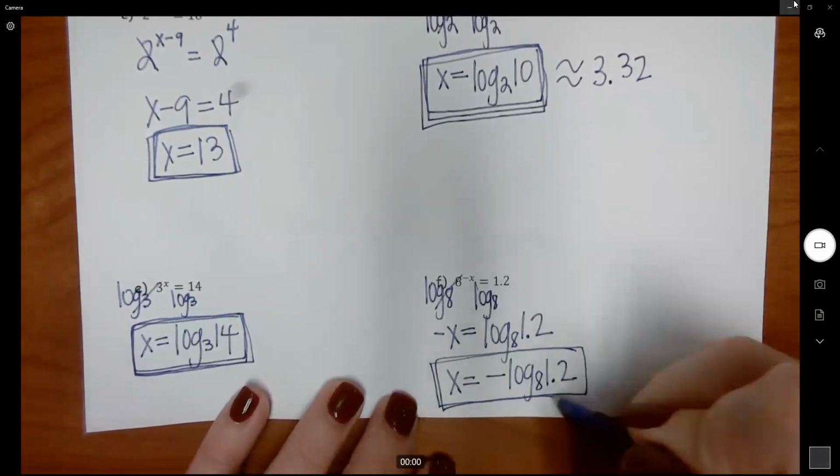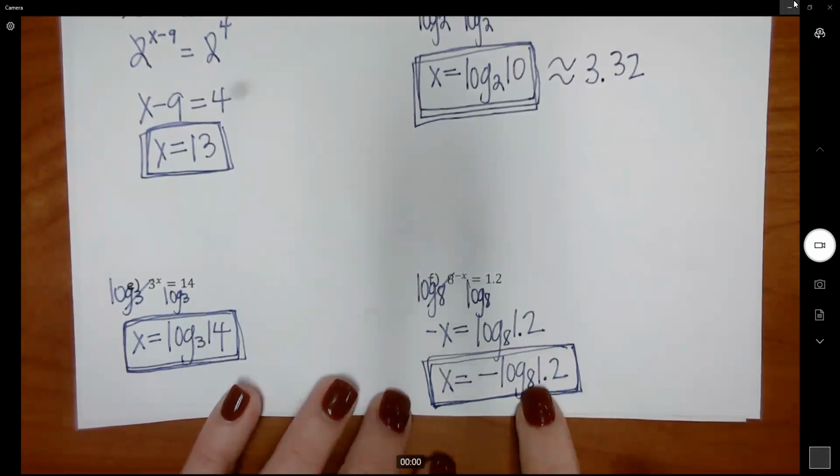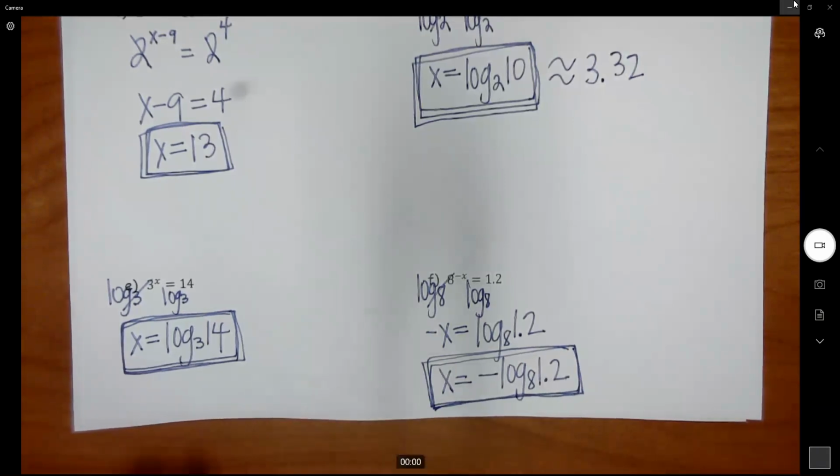It is okay to have a negative in front of a log. You just can't have the base, the 8, be negative, or what it's of, that 1.2, to be negative. But the negative out front is perfectly okay.